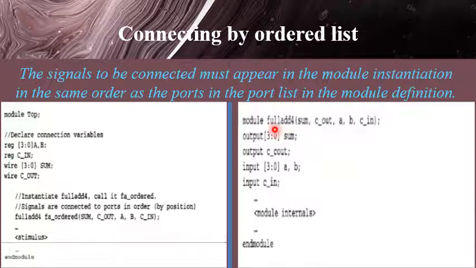You may be instantiating this full adder in some other design block where you are using this as a component. So the order here is whatever order you have followed in the module definition. That is sum, Cout, A, B, Cin. So for example, I have this stimulus block, the top module name is top. In this I am instantiating this same full add 4, okay, and FA ordered is the name of the instance label. So here I should be connecting the ports in the same order.